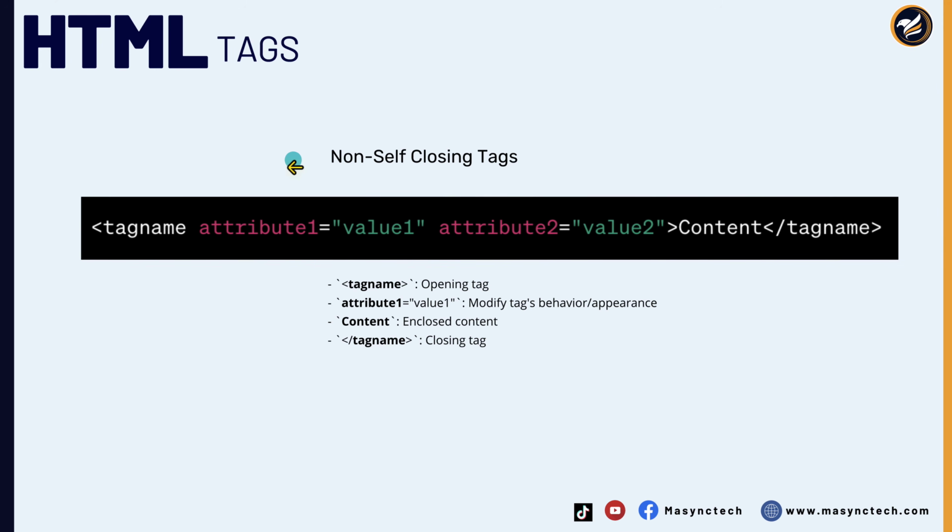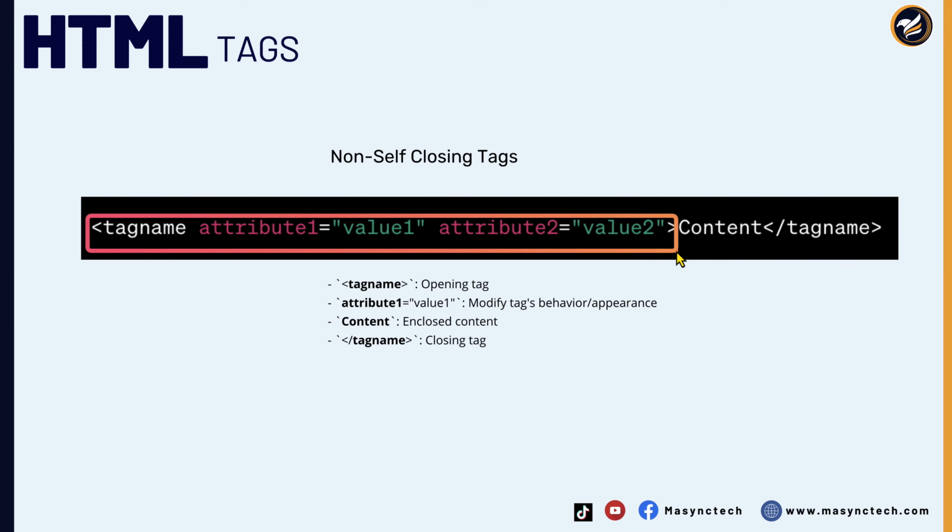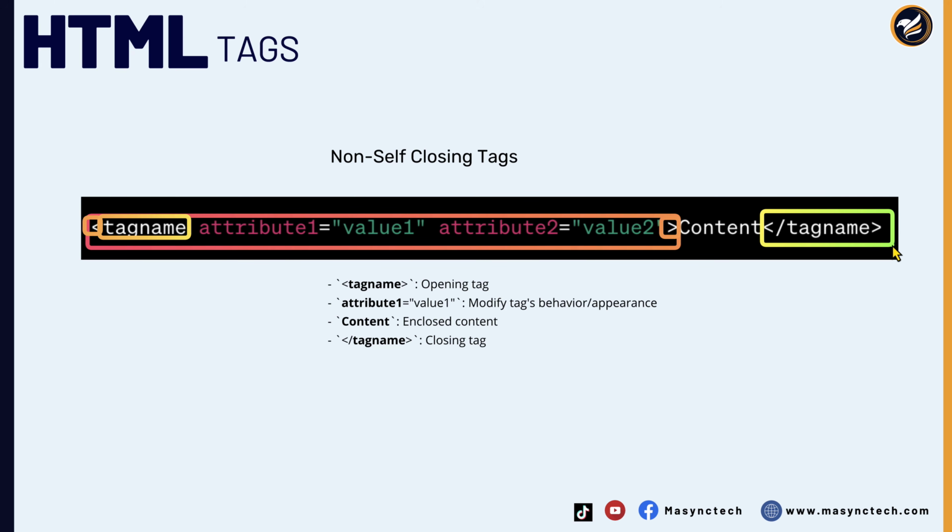And we have two types of tags. The first one is non-self-closing tags. As you can see, we have the opening tag here. We have the angle bracket here, and then inside we have the tag name. And this is the closing one. This is what we call the non-self-closing tags. And then we have the content that's going to be visible on the page. And then in the opening tag for this one, we have additional properties, a key, and then the value. This is what we call the attribute.